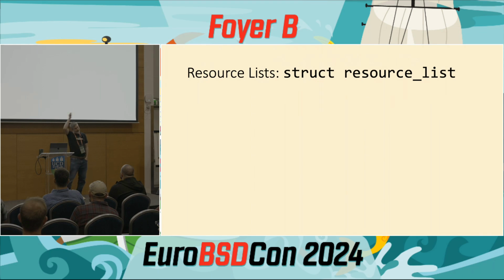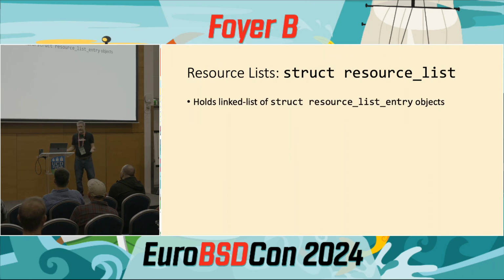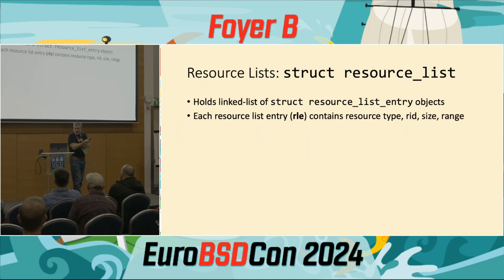So how do we keep track of that model? We're going to have resources named by type and RID as a tuple, and we're going to keep track of what resources our devices have. To help with that, we have a data structure called a resource list, which is struct resource_list. And it holds a linked list of entries of type struct resource_list_entry, somewhat obvious. Each entry, which we often in the source code will call RLE, holds things like the type and the size of the given resource. It also holds its RID and the valid range.